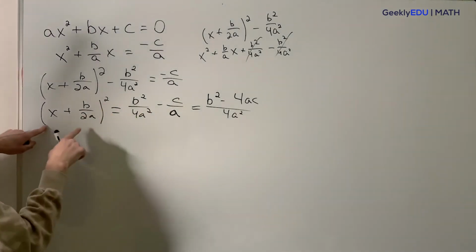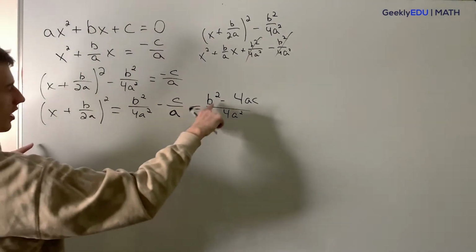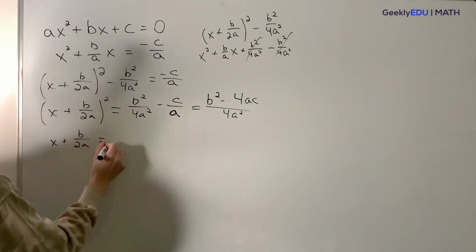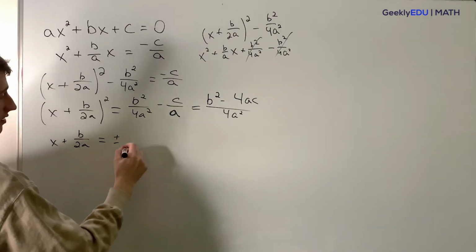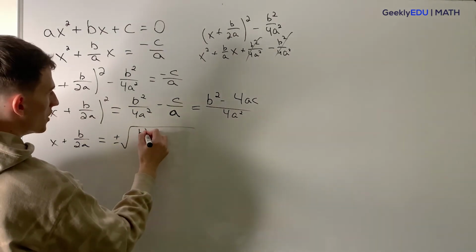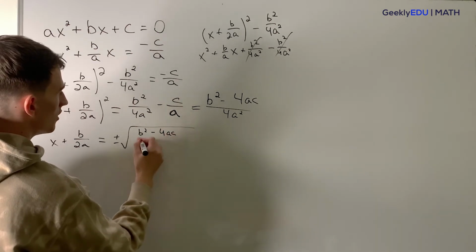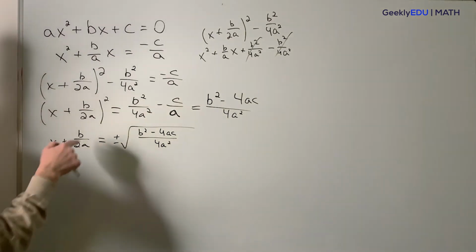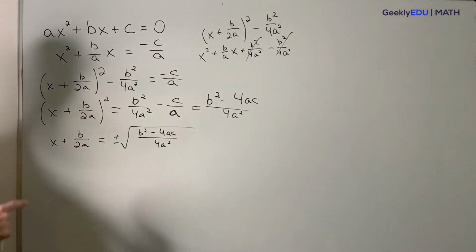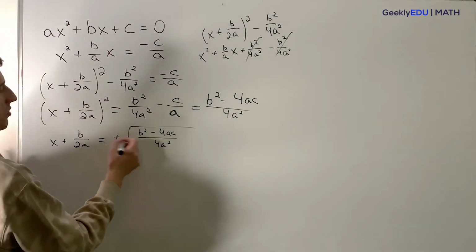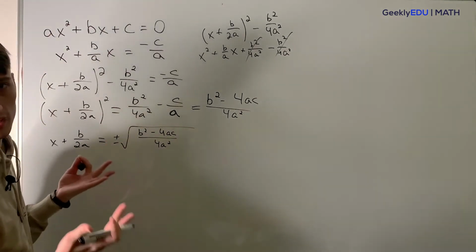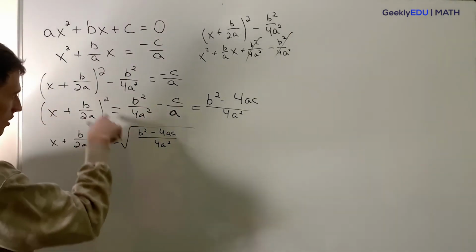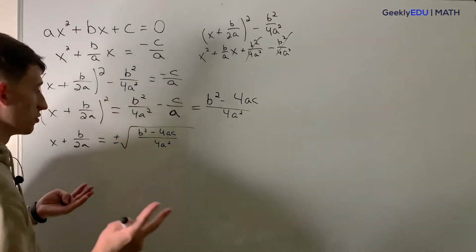So let's get rid of the square here. So if we take the square root of both sides, we have x plus b over 2a equals plus or minus the square root of b squared minus 4ac divided by 4a squared. Now, why do we have the plus or minus here? Well, anytime we have a square and we want to get rid of it, we take the square root. It means that it could either be with a positive or a negative sign, right? Because a negative number times a negative number is a positive number. So because it's the second root, we know that there's two solutions.